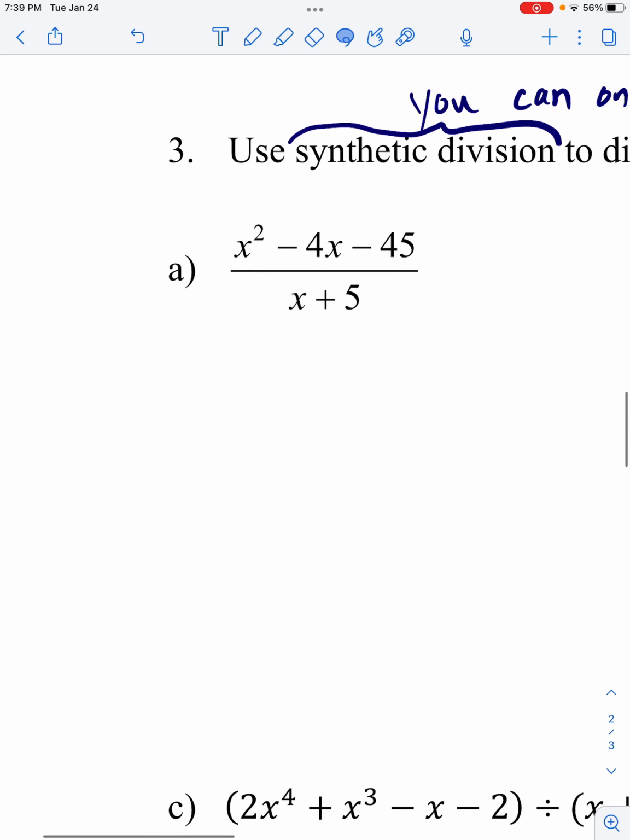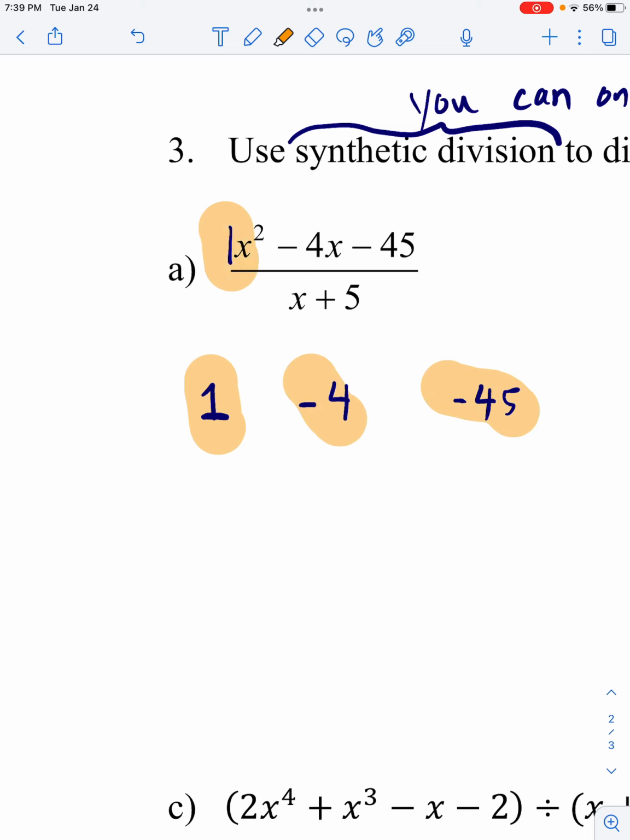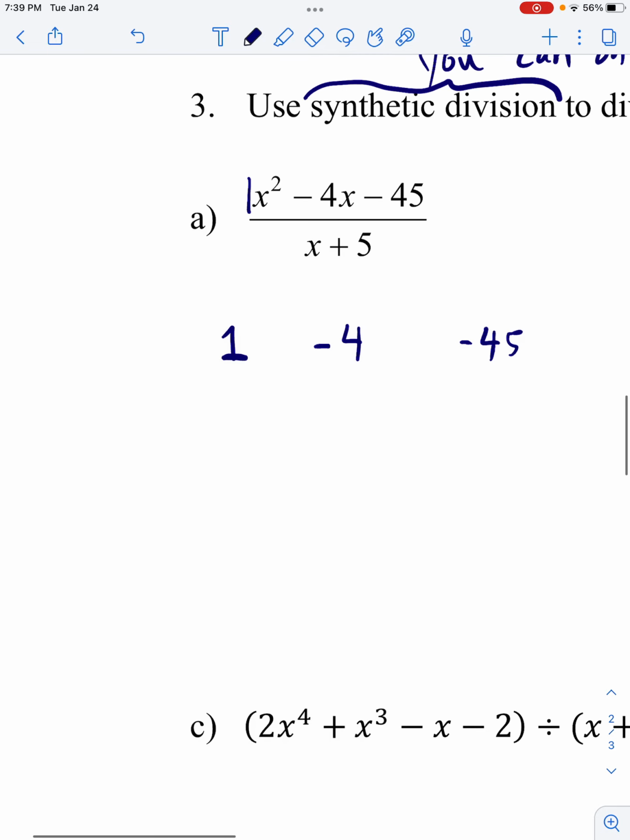What you do is you look at the coefficients of the top. So that's 1, -4, -45. You write those out. These three numbers, 1, -4, and -45, came from my coefficients up here. Then you draw a little box here. Mr. Miller calls it the crow's nest.